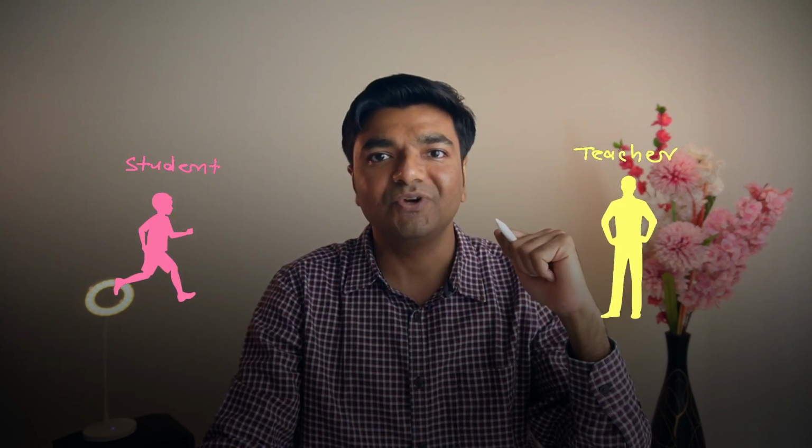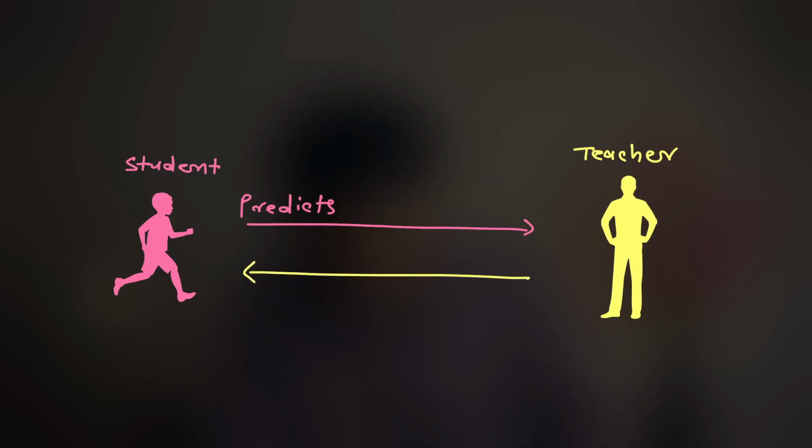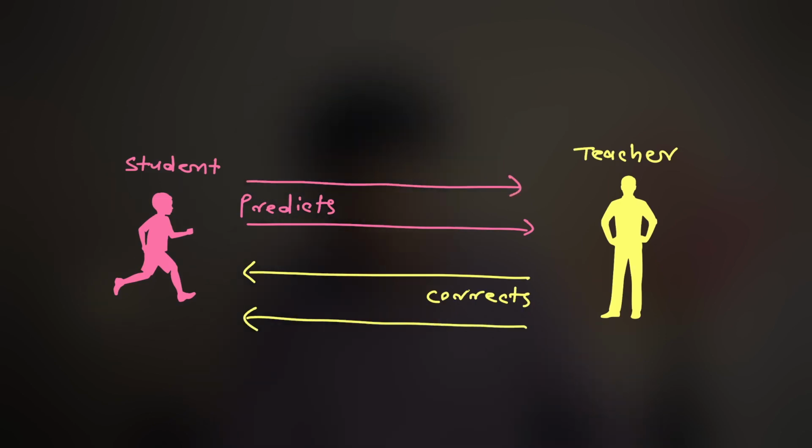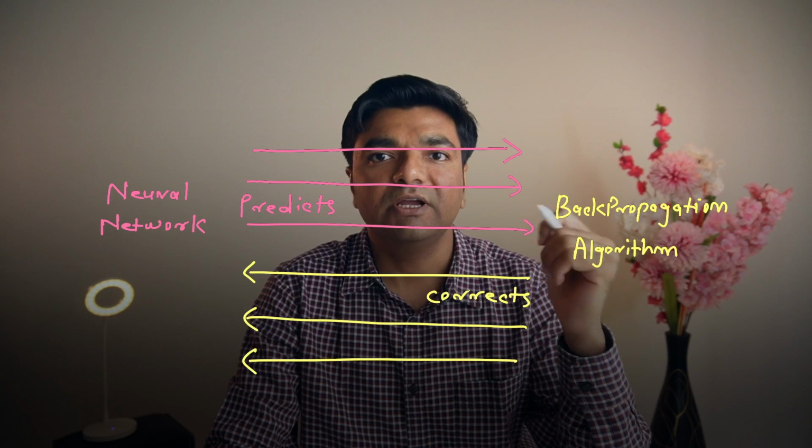There is a pair of student and teacher. The student tries to solve some equation. He predicts the value and shows it to the teacher. The teacher compares it with the real answer and tries to make it correct. The student again predicts some value with less error. Again the teacher tries to make it correct. And this process is repeated until the student has learned. In this analogy, the student is the neural network and the teacher is backpropagation.